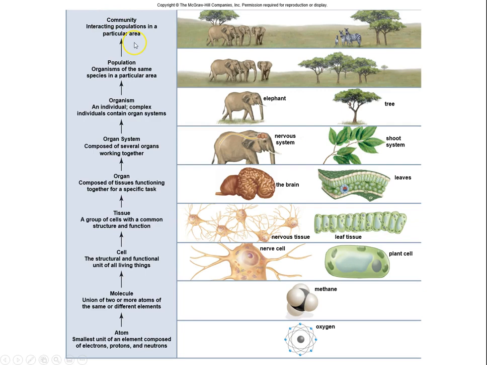Next, community. Okay, so now these are interacting populations in a particular area, right? So in a community, you have several different populations. So it's showing you here, right? A population of zebras, population of elephants.